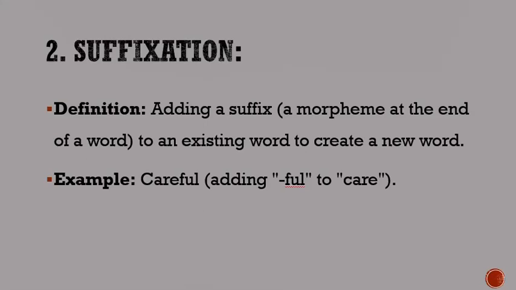You can learn prefixation and suffixation together, and together we call it affixation. So if in prefixation we added the prefix, in suffixation we add a suffix. That is, in prefixation we added the morpheme before the word, and in suffixation we add the morpheme at the end of the word. Okay, so see this example, careful. In the word careful, we can see that care is the independent, meaningful word, and after this care, we have added the suffix ful. So we get the word careful.